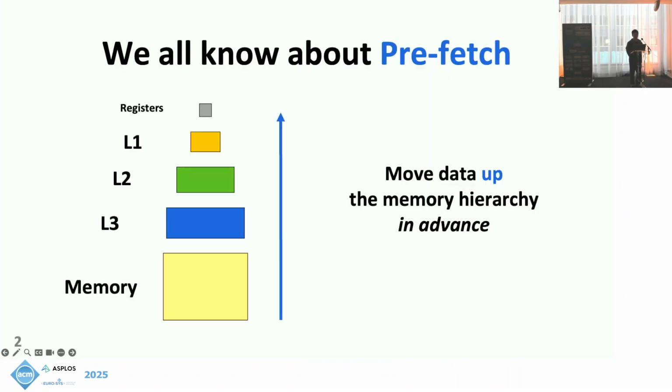So let's begin with something that we're all familiar with, prefetch. With prefetch, we move the data up the memory hierarchy in advance before it is needed, so as to reduce the cache miss rate and to improve the overall performance of the application.